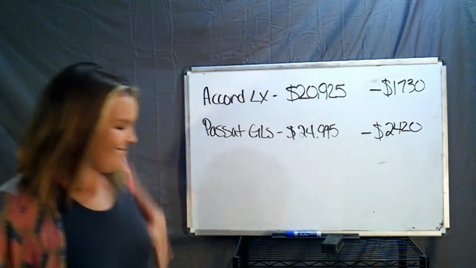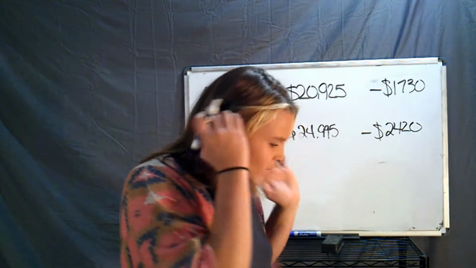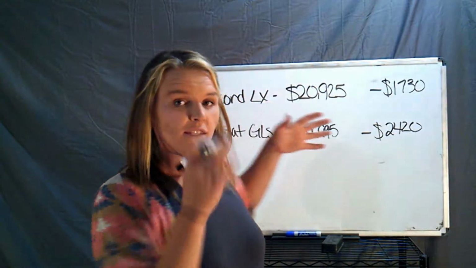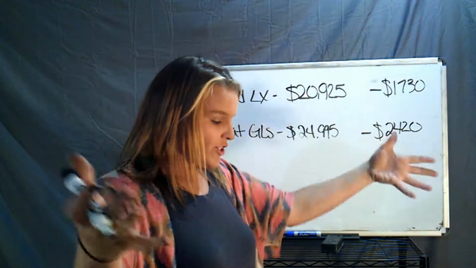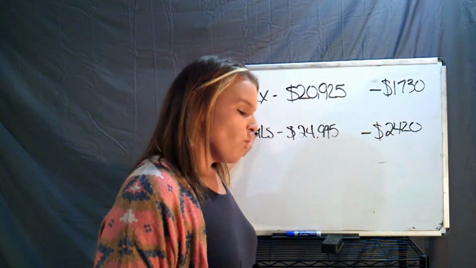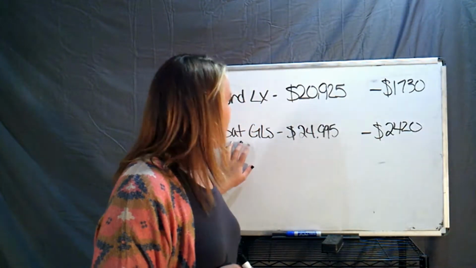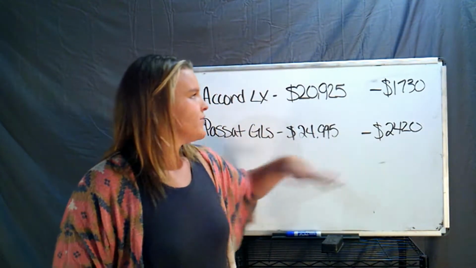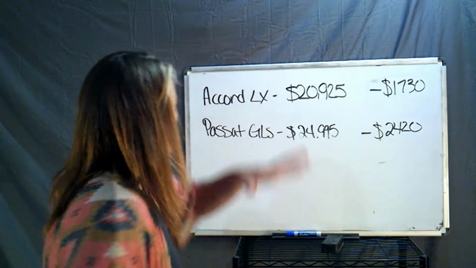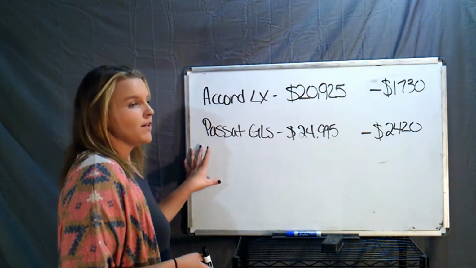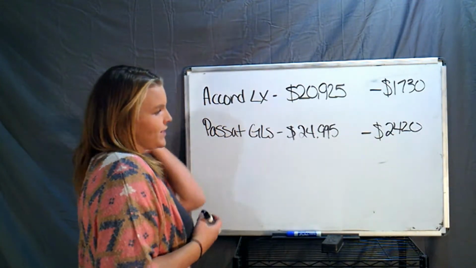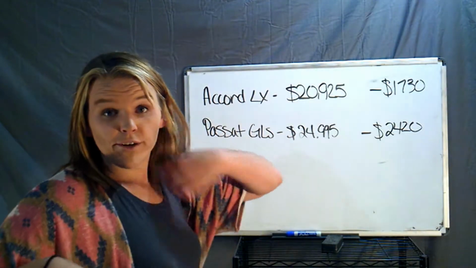We know that. And so what I want to do is write an equation modeling both of these. But my overall question is, I want to determine when the value of the Accord will equal the value of the Passat, because the Passat depreciates faster, so after so many years, their value will be equal. And so I'm going to put my Accord LX equation on the left-hand side, the Passat equation on the right-hand side, and then I'm going to solve to figure out the amount of years.